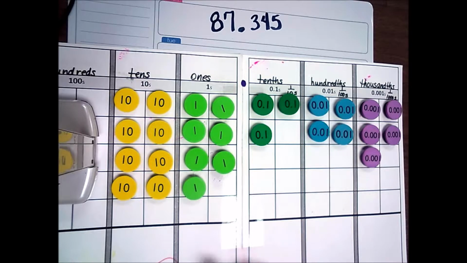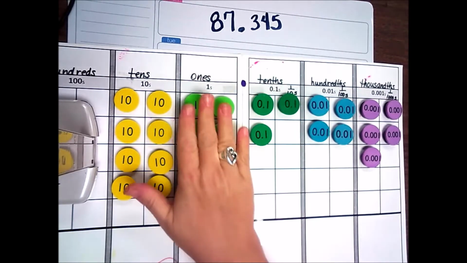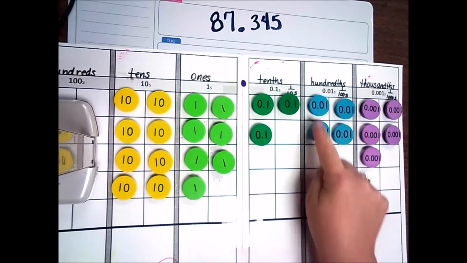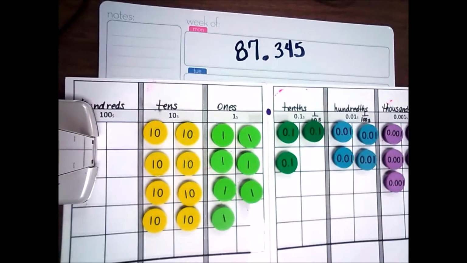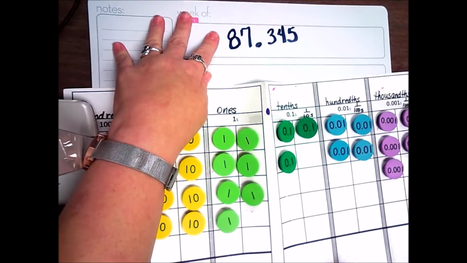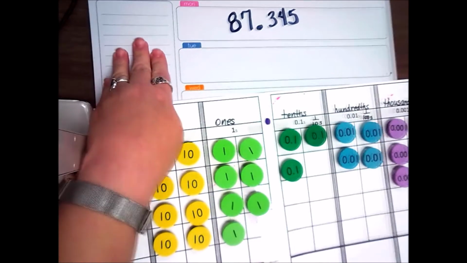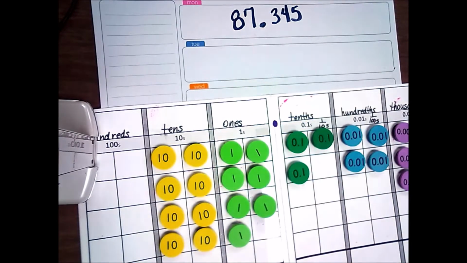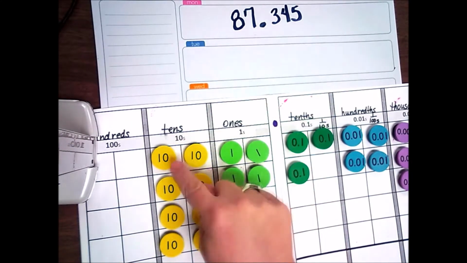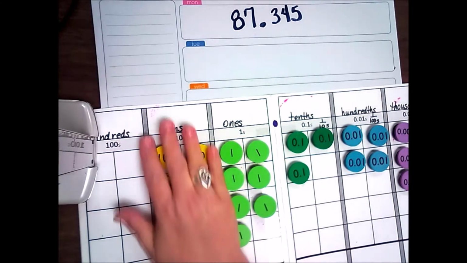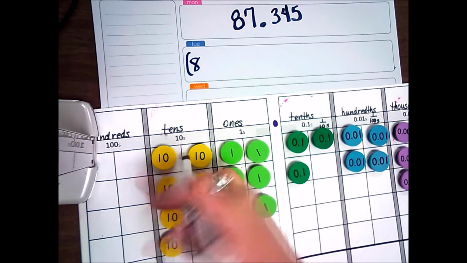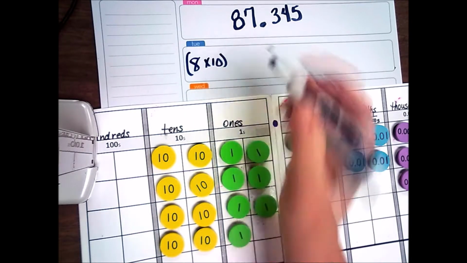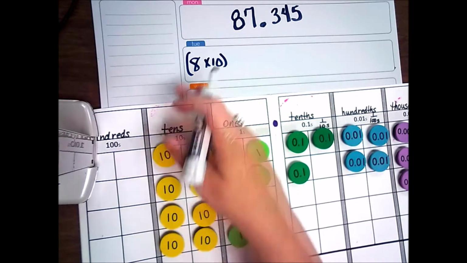So, all right, so this is 8 tens, 7 ones, 3 tenths, 4 hundredths, 5 thousandths. So once that's represented and you've done some activities with that, then it's really easy to say, okay, now we're going to go to expanded notation with this. So how many are in the tens place? Well, there's 8 in the tens place. 8 what? 8 tens. And what's the value of 8 tens? Well, the value of 8 tens is 80. 8 times 10 is 80.